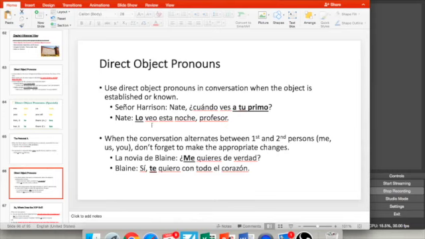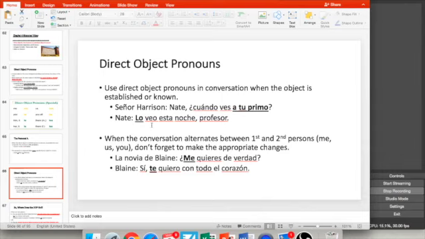It's okay to go ahead and shorten that, which is the very common thing to do. It makes speech sort of more natural and shorter. It's a little easier. Okay. Also, when you alternate in conversations between two people, it's very common to see these direct objects change.